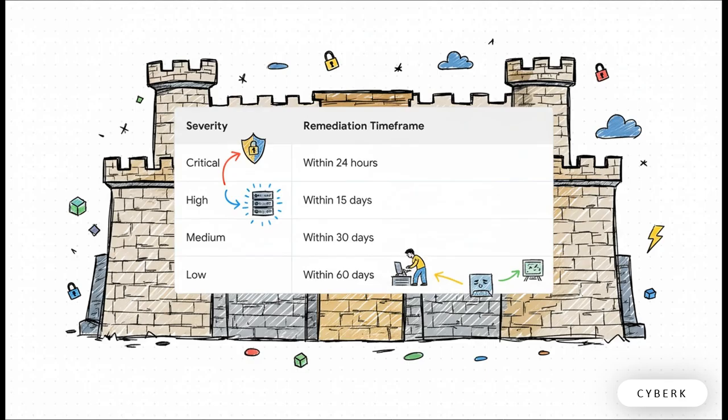And this chart here shows a really important part of that plan. See, not all vulnerabilities are created equal. A critical one, that's like a giant gaping hole in your main gate. You've got to fix that like yesterday. But a low severity issue might be more like a tiny crack in a faraway tower wall, so you've got a little more time. Setting these expectations up front saves so many arguments down the road.